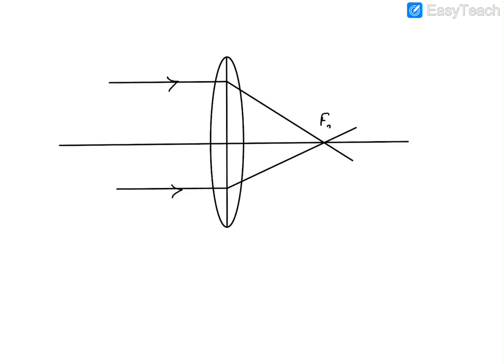So look at the difference here. The F2 now is coming on the right hand side in a convex lens. Correct? Earlier it was on the left hand side. So if the light rays are parallel to the principal axis, after refraction they meet at one point, and that point is called what? F2, that is the second focal point.